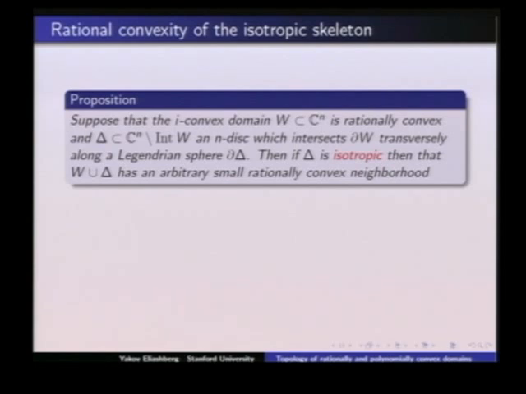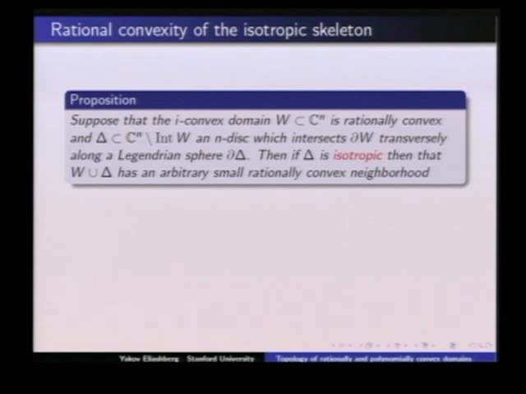For just a Stein domain, the crucial point was that if you have a totally real cell, then its union with this totally real cell has a Stein domain neighborhood. And what turns out to be true is that if you have not just a totally real cell, but an isotropic cell, so it means a cell on which the standard symplectic form vanishes, then you can have a neighborhood of this which is rationally convex.